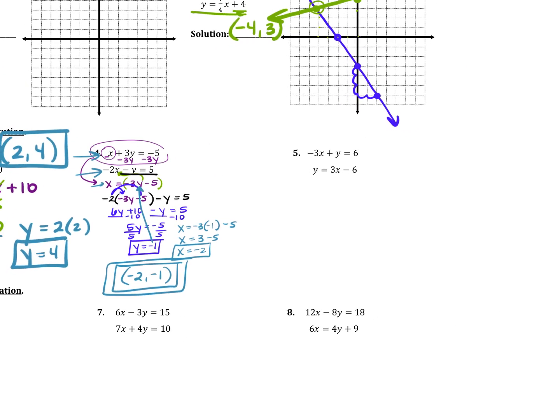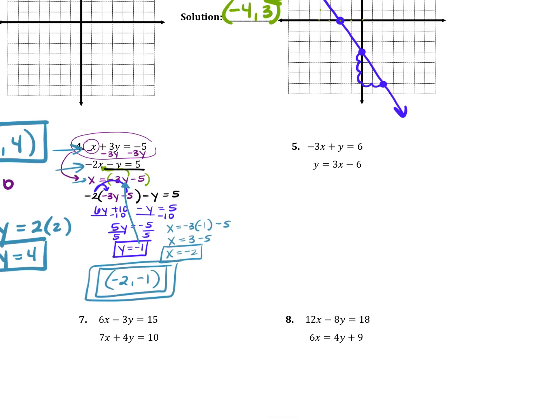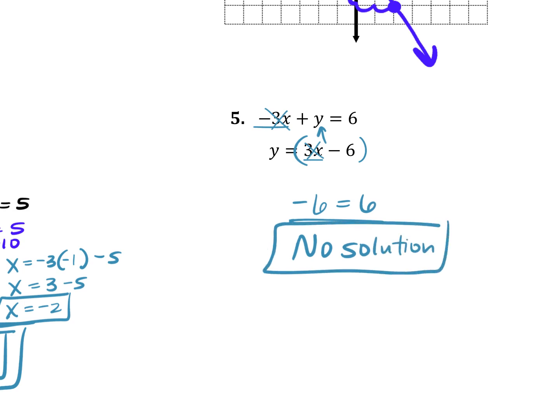I don't remember off the top of my head what the answer to this one was, but I'm going to work it out real fast just to make sure. Oh, yes. When you plugged this in here, you get negative 3x plus 3x is 0, so you end up with negative 6 equals 6. Notice your x and y are gone. When your variables disappear, that's either infinitely many solutions or no solutions. If this is false, which it is, it's no solution.